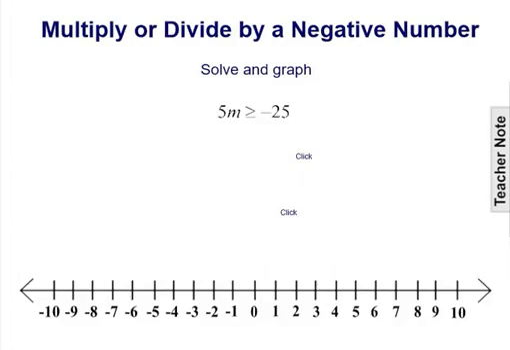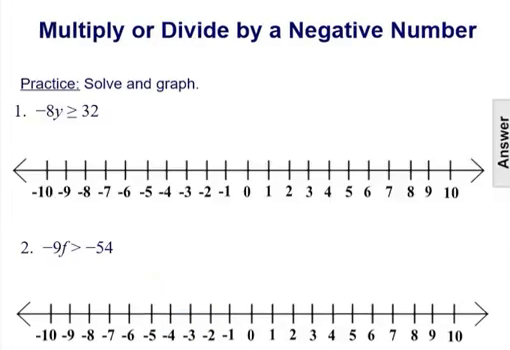Here's another example. 5m is greater than or equal to negative 25. So here we're multiplying by 5. To isolate the variable, we'll do the opposite, the inverse, and divide both sides by 5 to undo that, which will give us m is greater than or equal to negative 5. Notice, the rule did not apply here. I divided by a positive 5. It doesn't matter that the quotient was negative. It's just that the divisor wasn't negative. So our sign stays the same. So we'll have a closed circle at negative 5, and we will have our shading to the right.